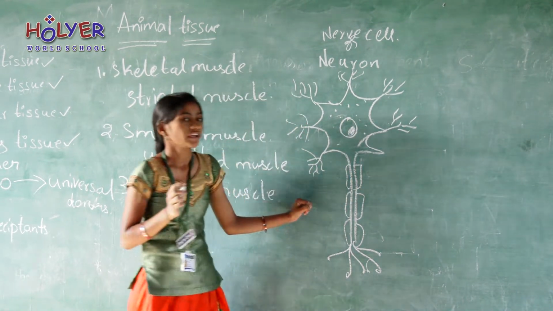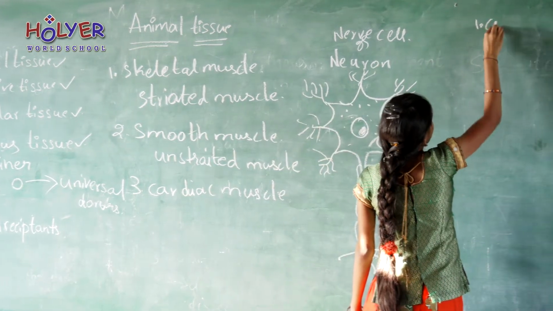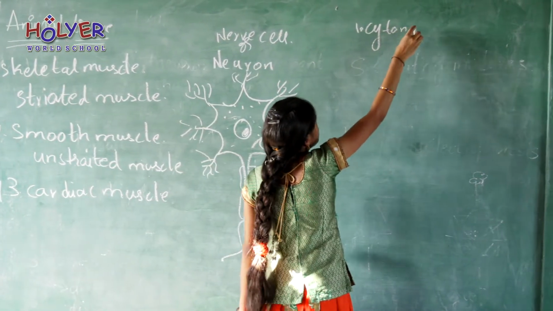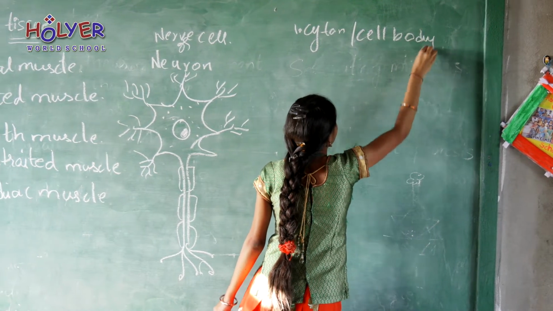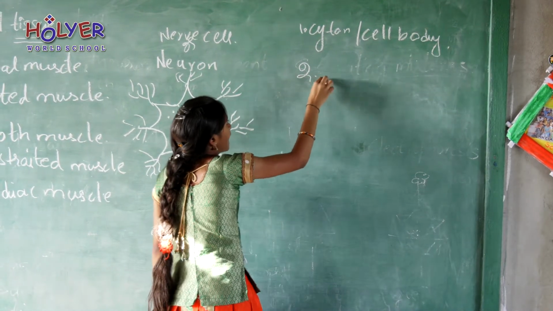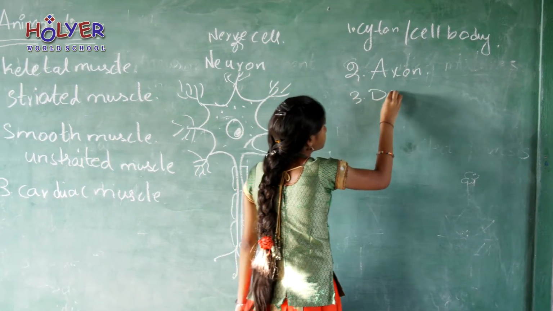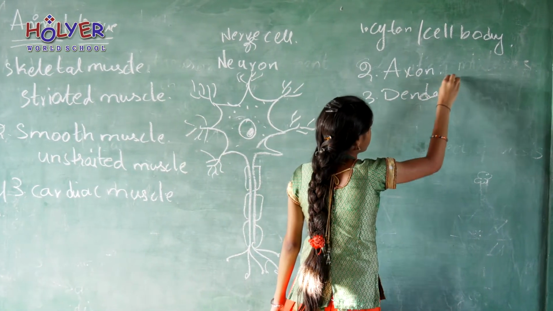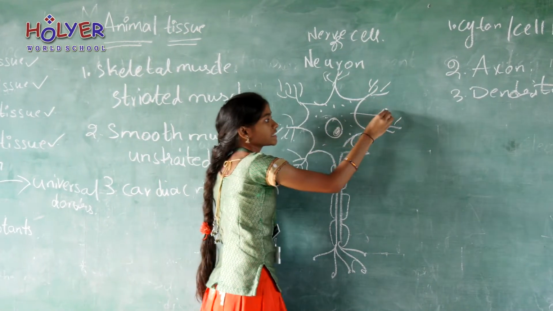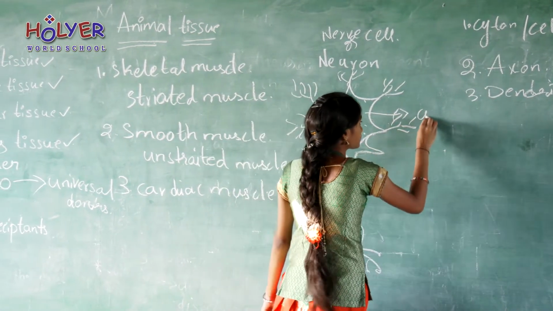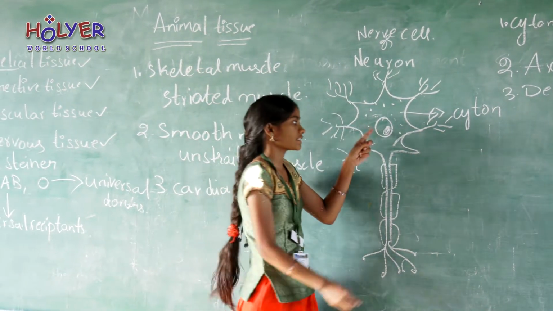Okay, this is a neuron. We can find three distinct parts in this neuron. The first one is cyton, also known as the cell body, the second one is axon, and the third one is dendrite. So first, this is known as a cell body or cyton, and there is a nucleus present in the cytoplasm of the cyton.